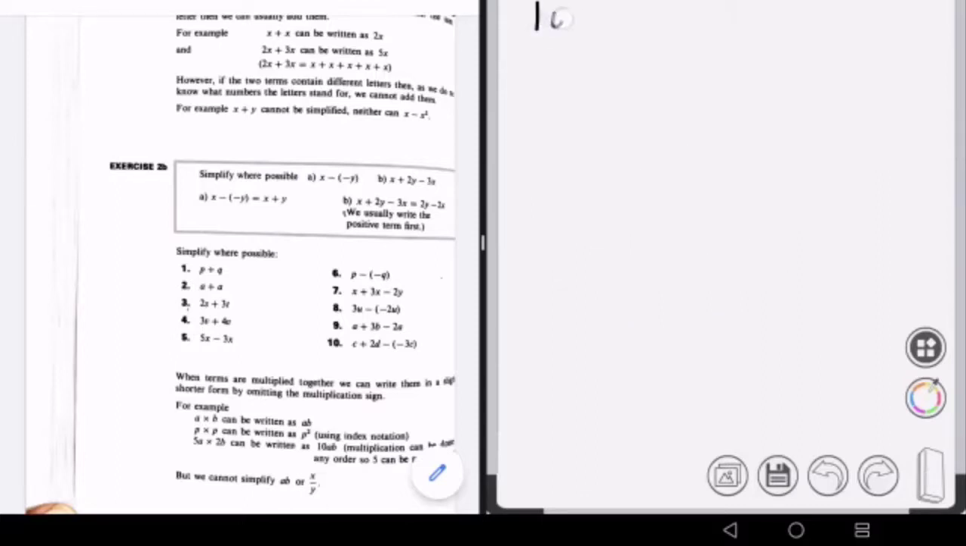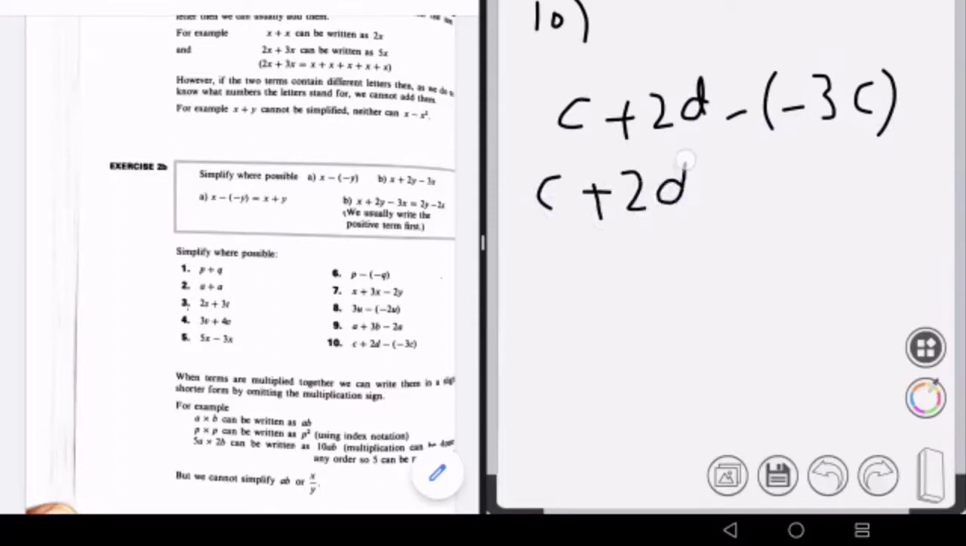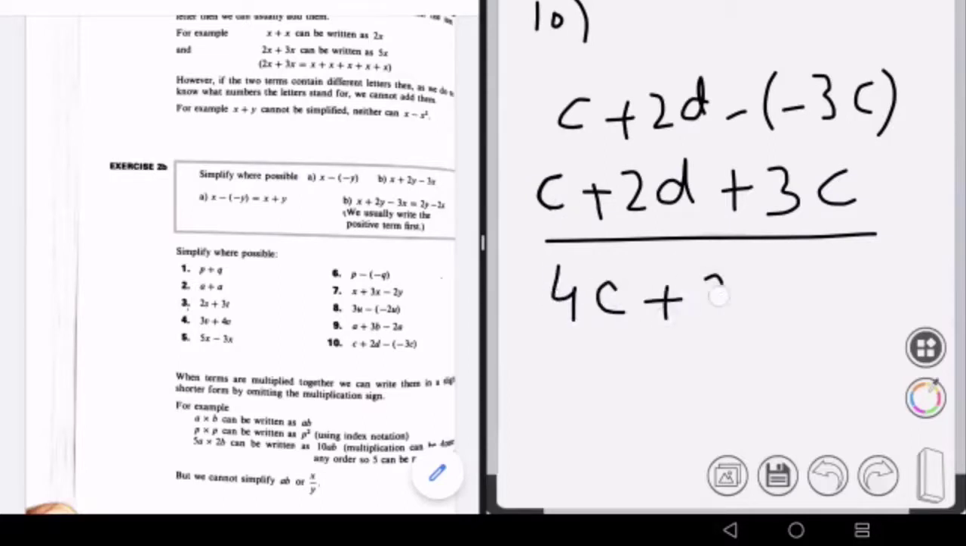Question number 10, c plus 2d minus minus 3c. This minus minus become plus. There is no same value. C and C are same. C plus 3C. C plus 3C will be 4C and this 2D will remain the same with it. Okay. That is the way to solve this kind of questions.